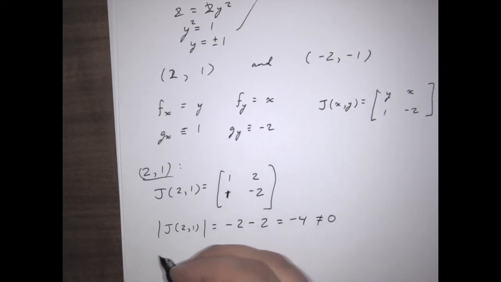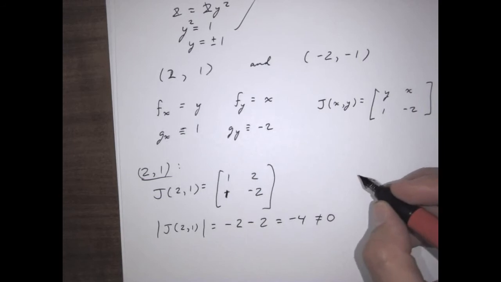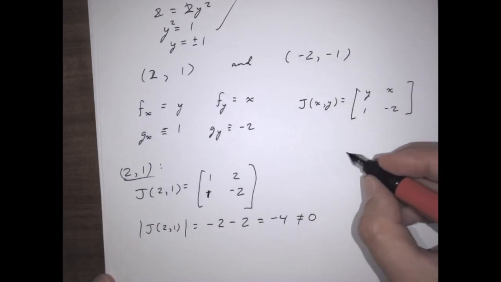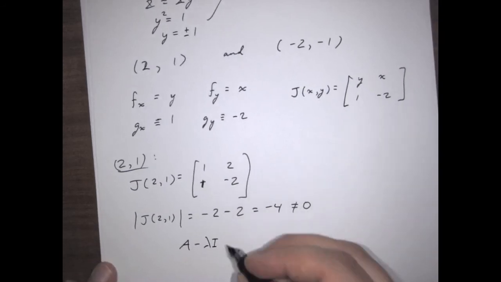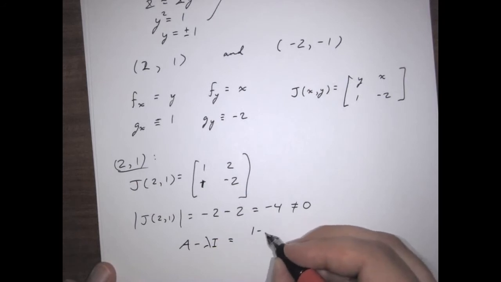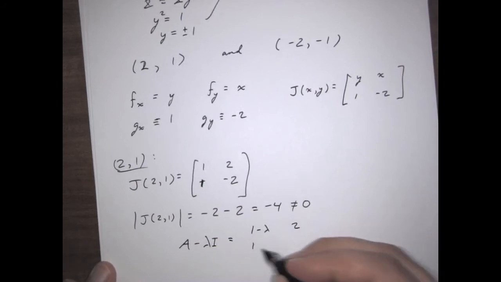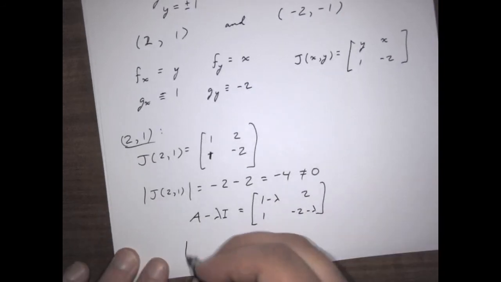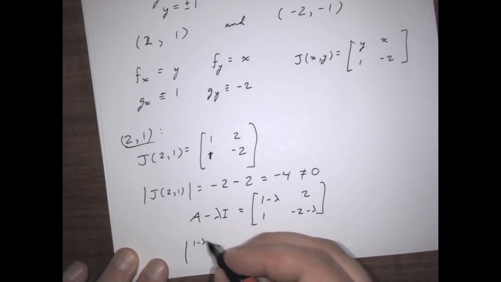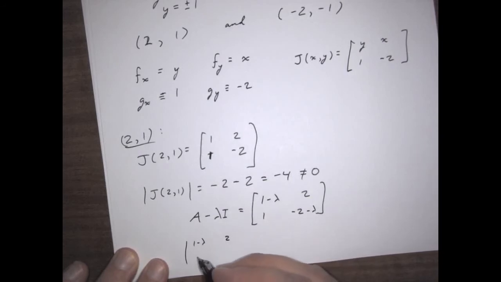And then the other one, so then we will be doing A minus lambda I. Here is going to be 1 minus lambda, 2, 1, negative 2 minus lambda. And so we are interested in the determinant of that.